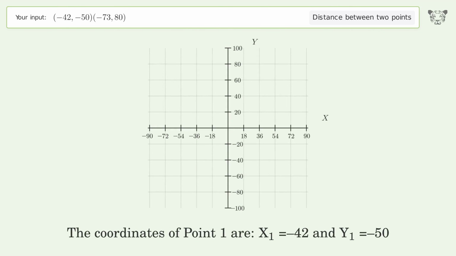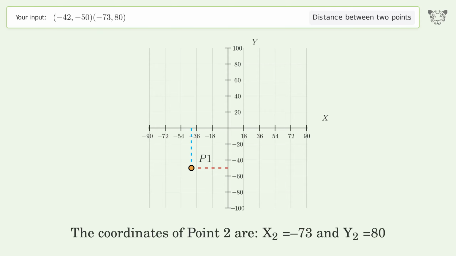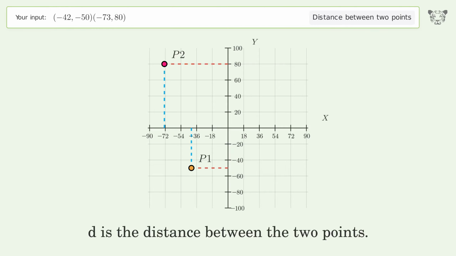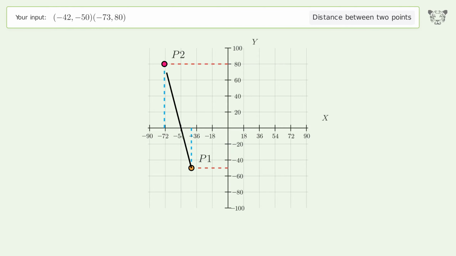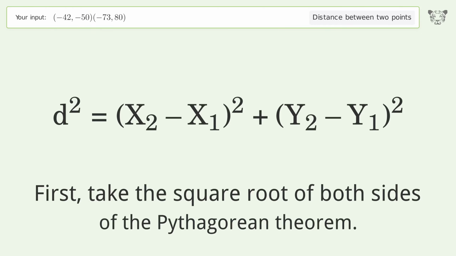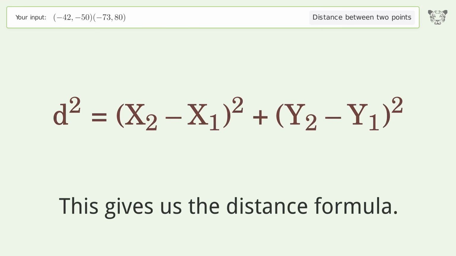The coordinates of point 1 are x1 equals -42 and y1 equals -50. The coordinates of point 2 are x2 equals -73 and y2 equals 80. D is the distance between the 2 points. First, take the square root of both sides of the Pythagorean theorem. This gives us the distance formula.